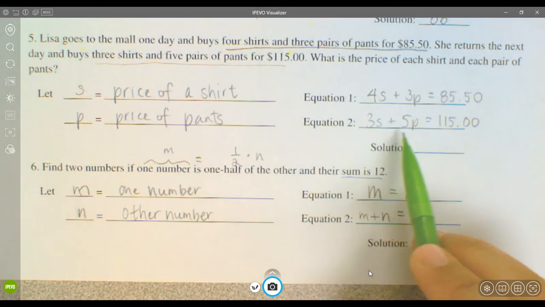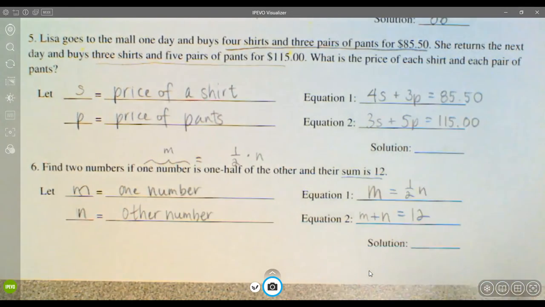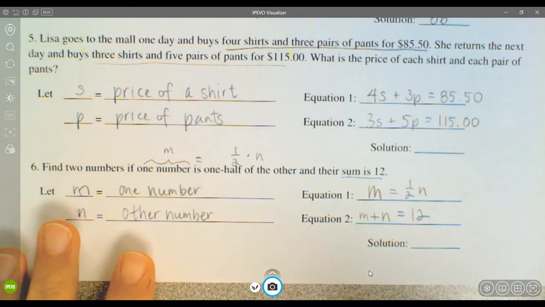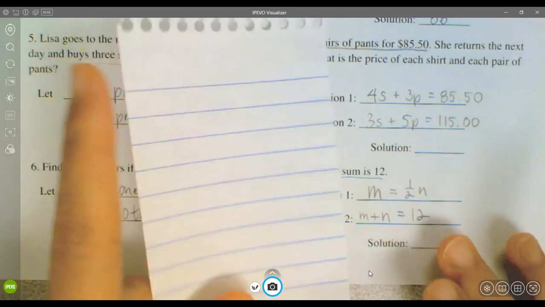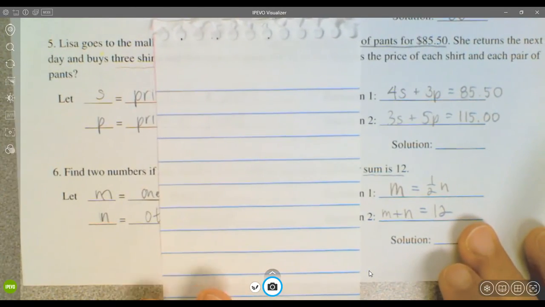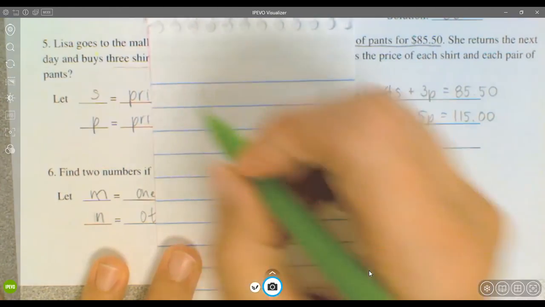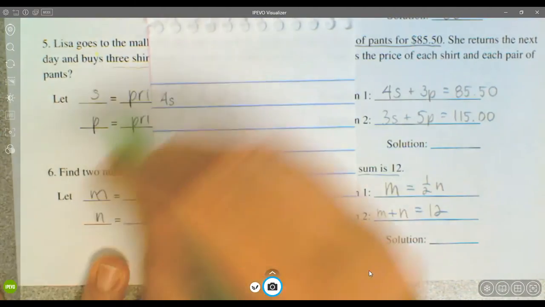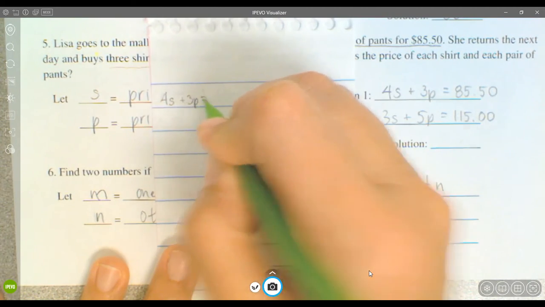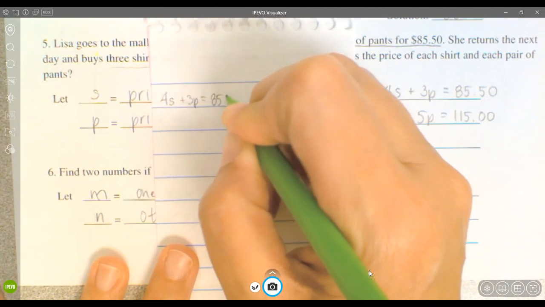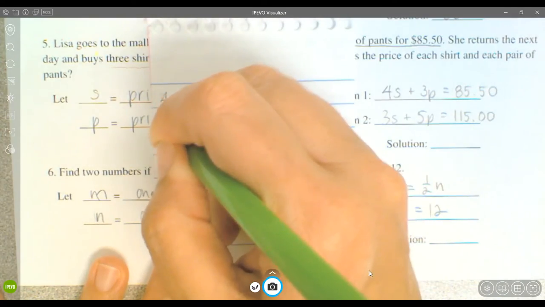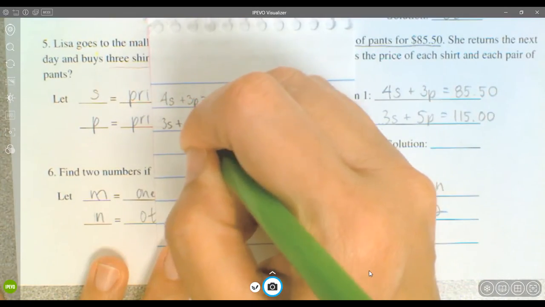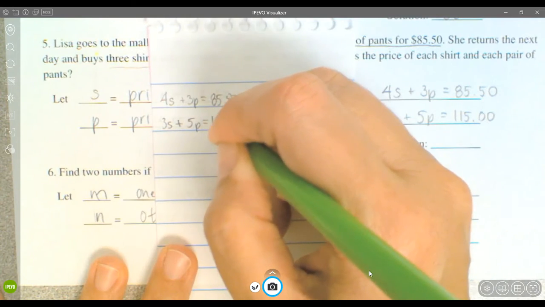I look at these two equations, and it looks to me like elimination is the way to go. And so when I eliminate these, I believe what I'm going to do is, do you have a preference for what you want to eliminate? Let's see. So 4S plus 3P equals 85.50. 3S plus 5P equals 115.